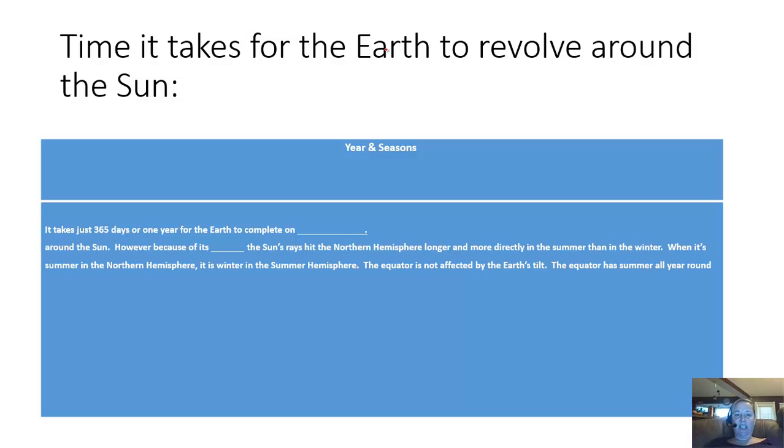All right, the time it takes for the Earth to revolve around the sun. Well, it takes 365 days for the Earth to complete one. And we call that a revolution. A revolution, to revolve, is to go around another object. And in space, it's when we're revolving around an object that's bigger than ourselves.